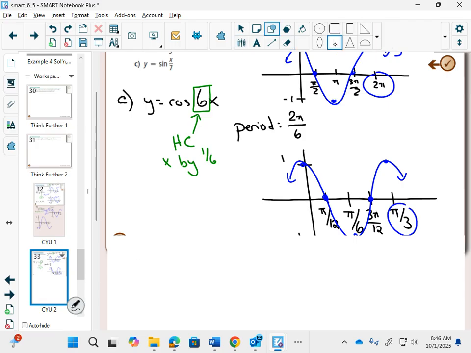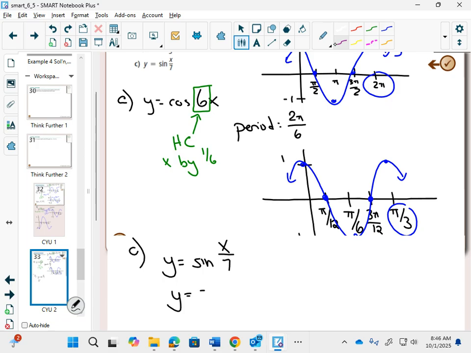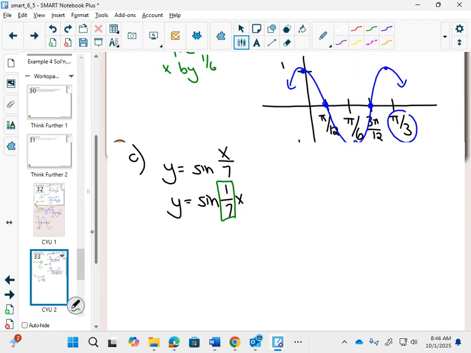Actually, I'll do C first, because sine and cosine are very similar. So we'll do y equals sine of x over 7 first, which is the same as y equals sine of 1/7 x. If we did transformations, this would be a horizontal stretch. You would multiply your x values, because x's are liars, by the reciprocal, by 7/1. So you'd multiply your x values by 7.